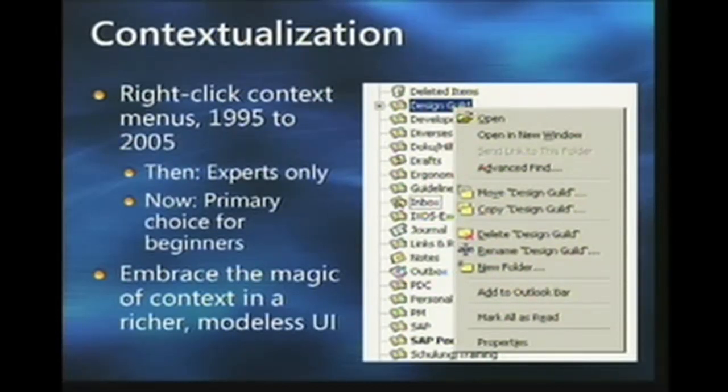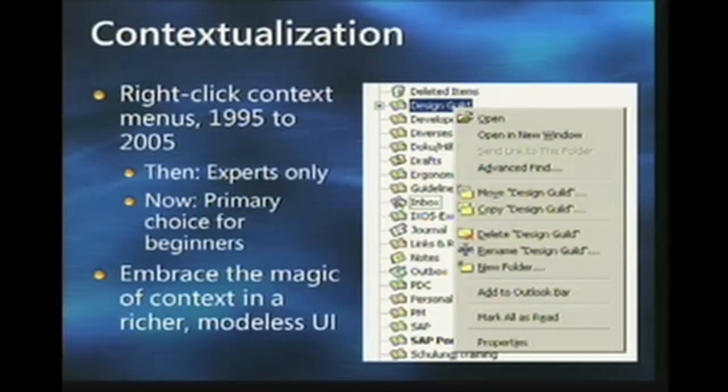Well, why? I think it's obvious. When you have a very complicated program with hundreds and hundreds of commands, there's only one place where we've scoped those commands down to the things that are actually likely to work. And that's the context menu. When you right-click on a folder in Outlook, you get only the things that apply to the folder. And that's probably the thing that you're looking for, as compared to going through the hundreds of commands in Outlook looking for where we tucked it. So contextualization is sort of magic.